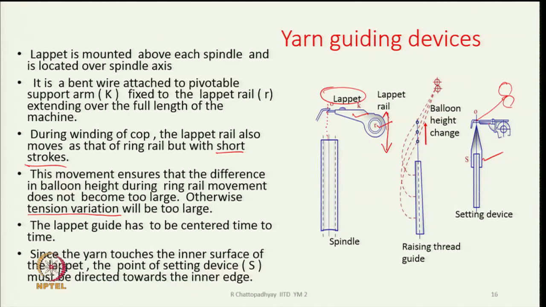So, while centering, we have to make sure that this device, which is put on the spindle in order to center the lappet guide with respect to the spindle axis, has its conical part closer to the inner part of the lappet guide, because that is the part which actually comes into contact with the yarn when the yarn is being delivered.